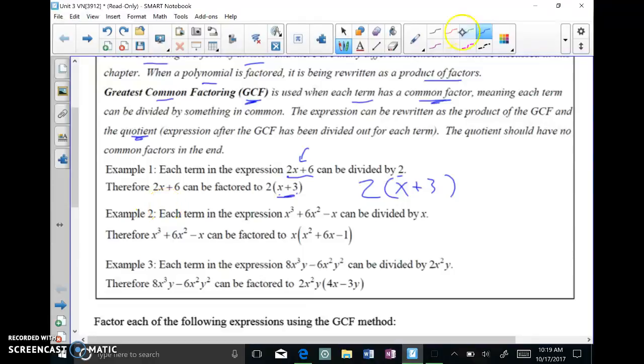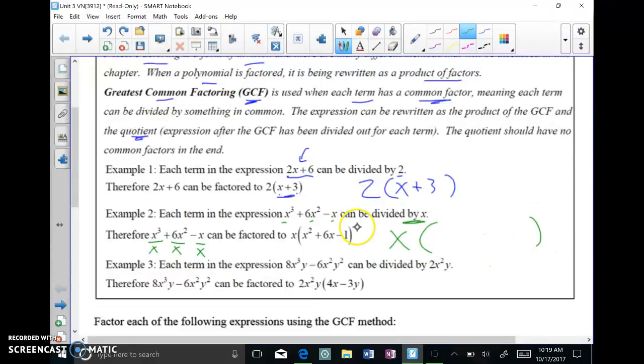In the second example here, x to the third plus 6x to the second minus x, notice that everything has an x. So that means everything can be divided by x. But again, it has to be everything. Like if there was a plus 4 on the end of this with no x, then we can't take out an x. Every single term in the expression has to be divisible by the same thing. And so everything in here can be divided by x.